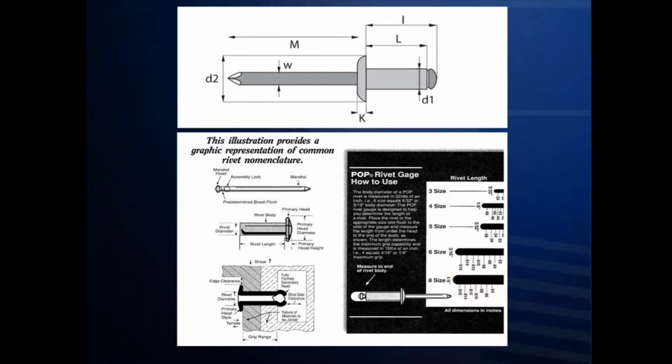Rivet gauges like this one are important to help you quickly identify the size of a rivet. You simply put the head of the rivet into the cutout on the right to determine the appropriate diameter, and then measure from under the head to the end of the body to determine its length. The length of the rivet determines its maximum grip capacity. The latter number of the size indicates the length of the rivet in 1/16 of an inch. Therefore, a 54 rivet would mean that its diameter is 5/32 and its length is 4/16, which of course is a 1/4 inch.